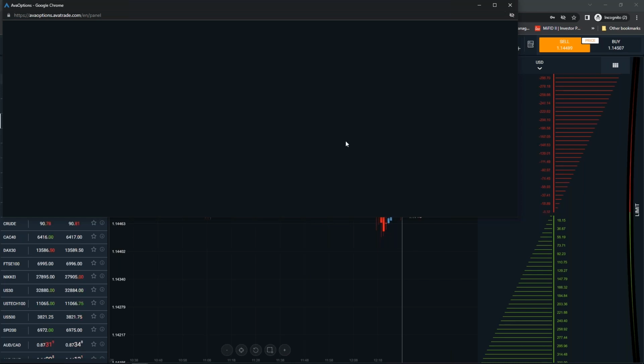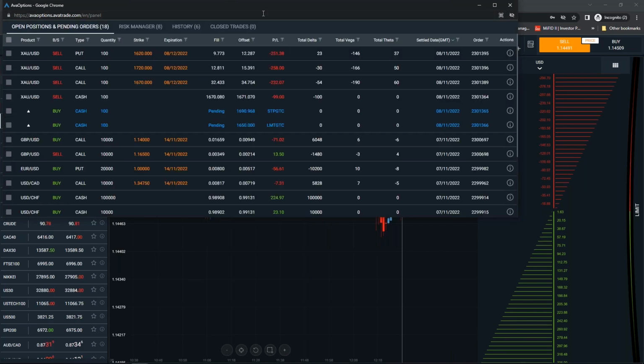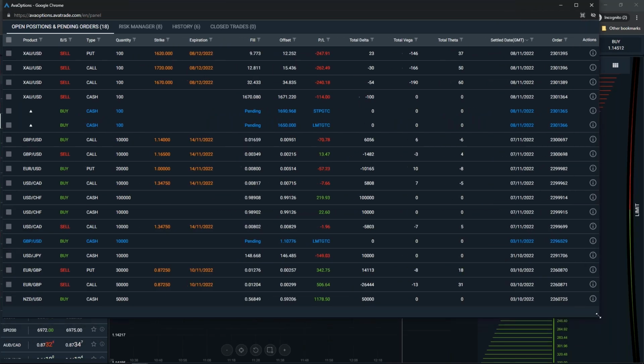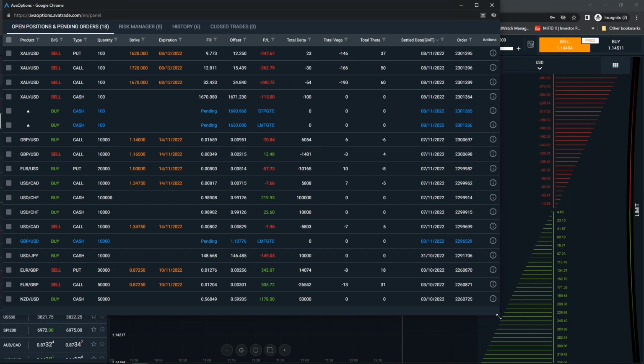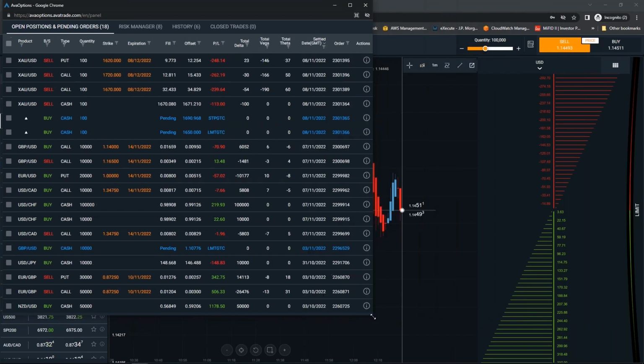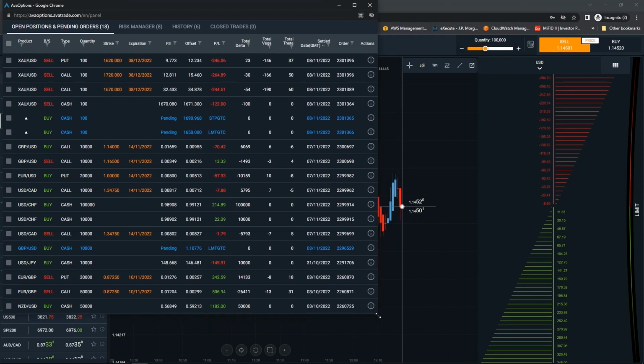And unless we're being blocked, everything will show up here. It looks like, there we go. So we've got all of our open positions in a window that you could move to another screen if you have a workstation with multiple screens. So here's all of our positions.